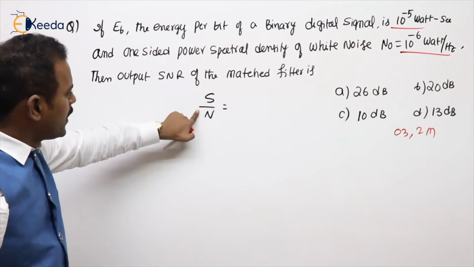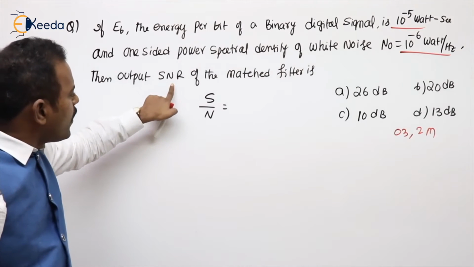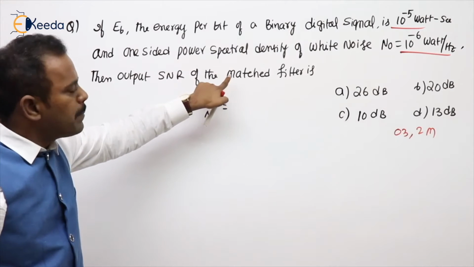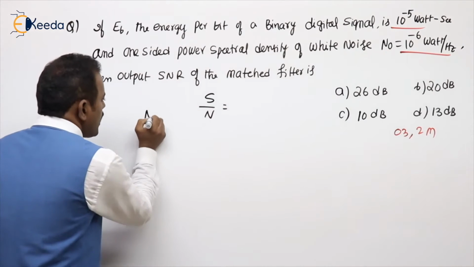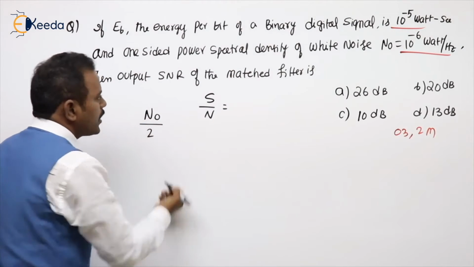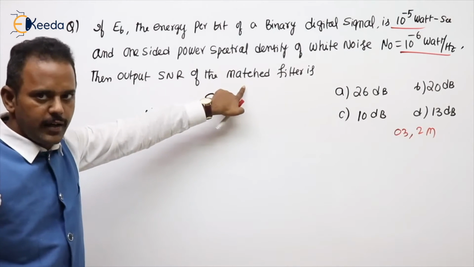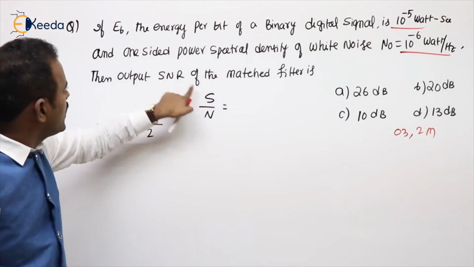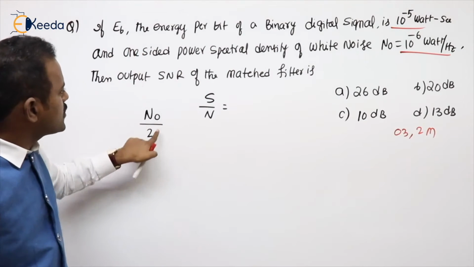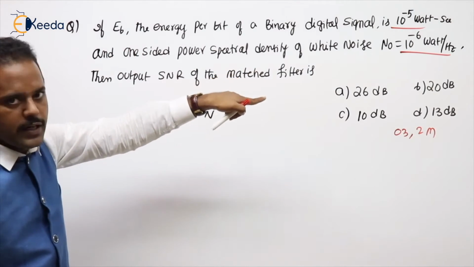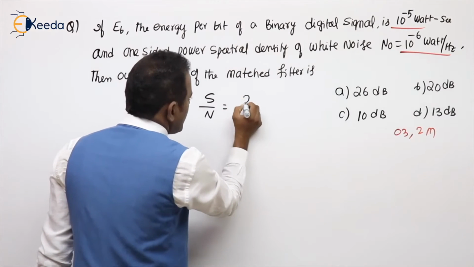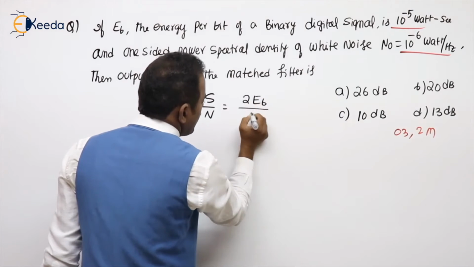And here the point you need to understand is, what is the noise power? The noise power will be maximized to N0 by 2 if you are using the matched filter. So this noise power is N0 by 2. In place of signal power, he gave EB. This is also in terms of power spectral density, so both will cancel. What then it is becoming is 2 EB by N0.